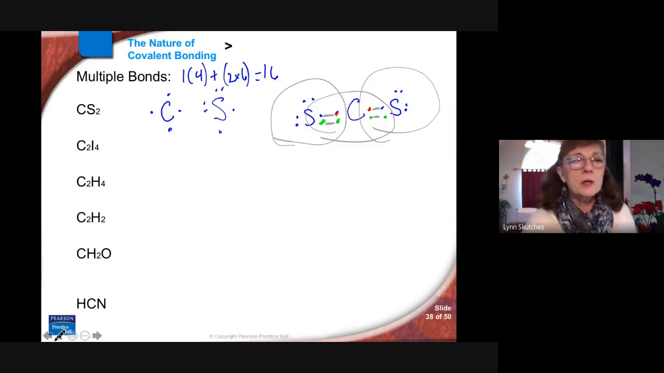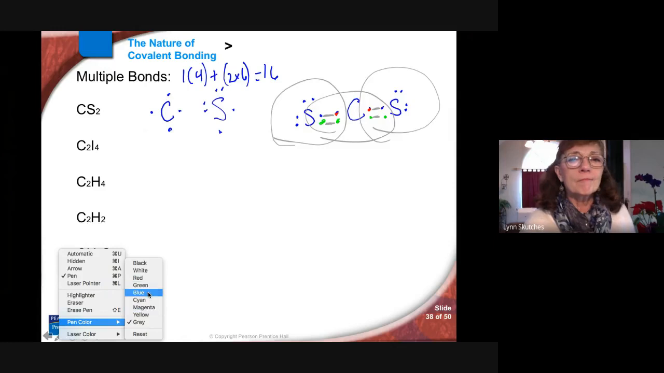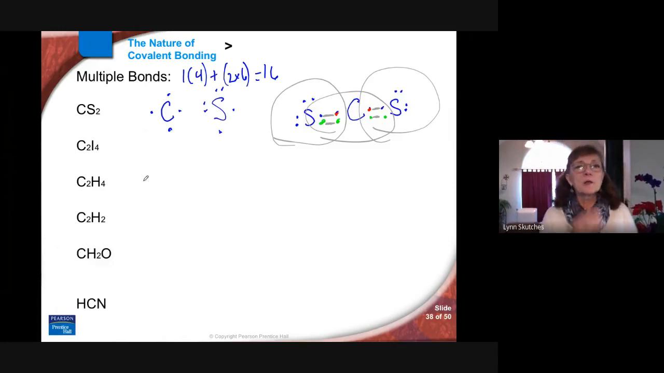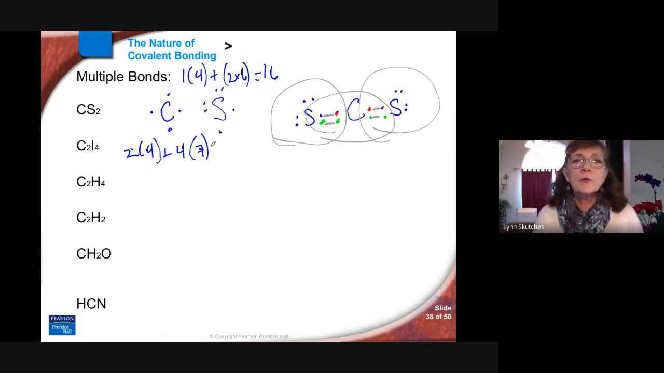Okay, let's try 2 carbons with 4 iodines. Excuse me, I lied, that's 4 iodines. So 2 carbons, we should have 2 times 4, and we should have 4 times 7. We should have 36 total. Oh, I didn't count these. 1, 2, 3, 4, 5, 6, 7, 8. Yep, we got 16.